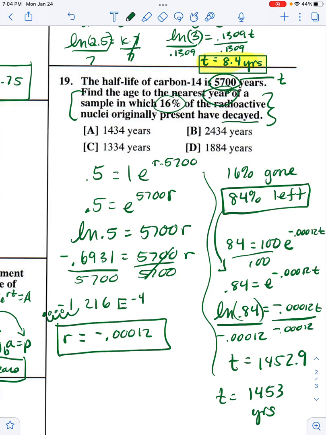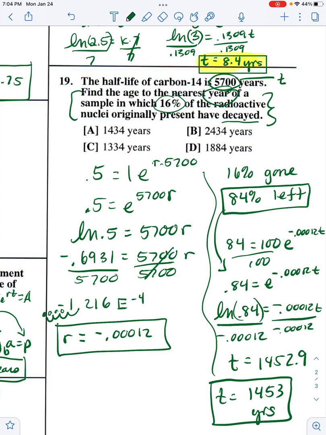So do I think that's super easy? No. Do I think that you can do it? Yes. And again, multiple choice, so you want to use that to your advantage. 1453. Okay, well, I'm super excited that that is not one of my answers. Let me see what I typed in here wrong.